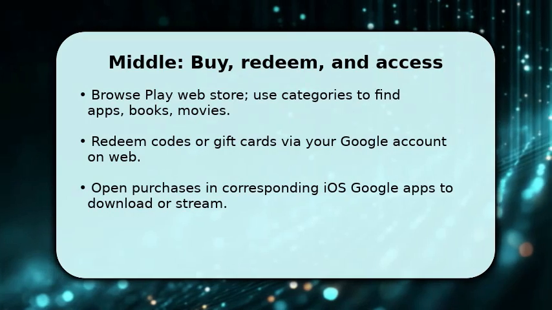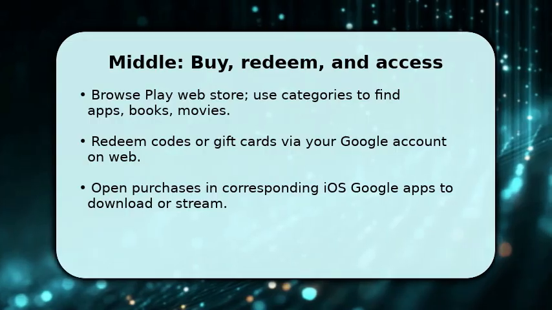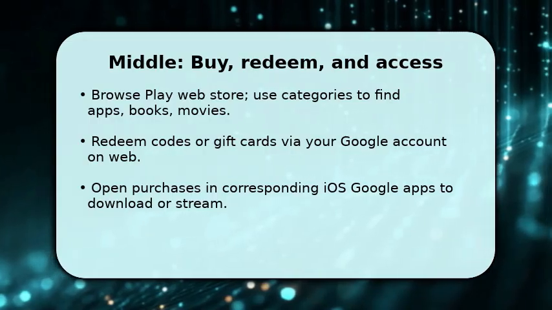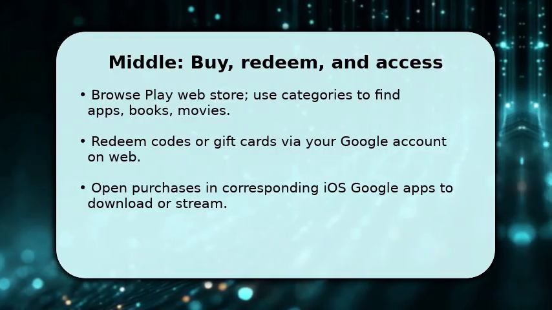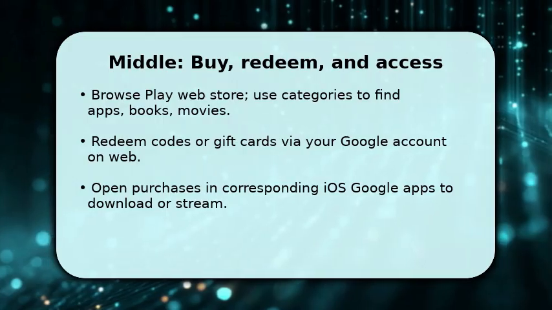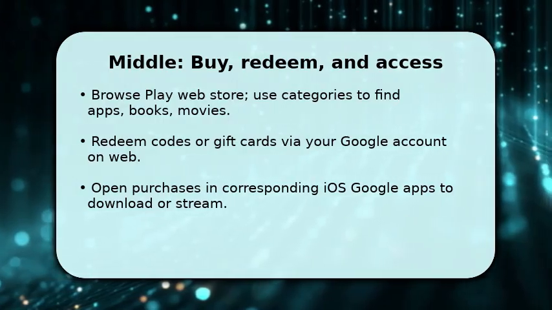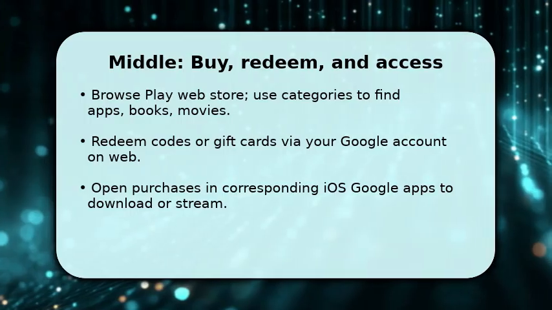Once done signing in and installing apps, use the Google Play web interface to find and buy content, search, filter by category, and read descriptions closely. If you have gift codes, redeem them in your Google account before purchase. This applies to apps, books, and movies.